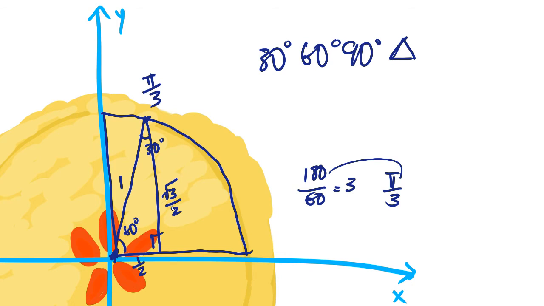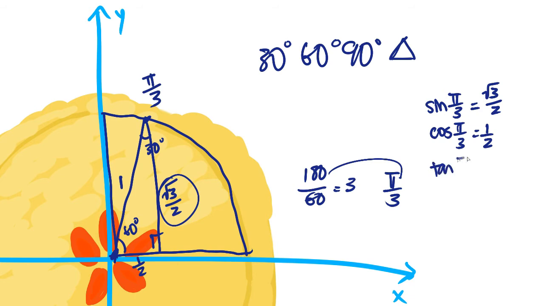And now you have the x and the y, so you can easily find sine and cosine of pi over 3. Because sine is the y, remember? So sine of pi over 3 is just the y value. Because remember the y over 1 thing? So square root 3 over 2. Cosine of pi over 3 is half, and tangent of pi over 3 is square root 3 over 2 over 1 over 2, so that's just square root 3.